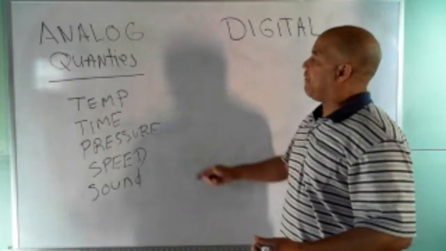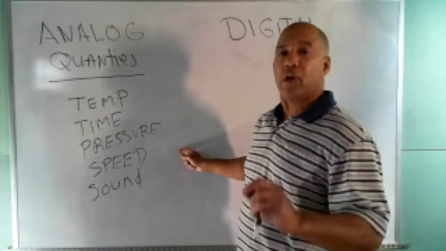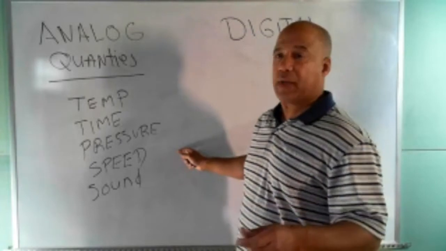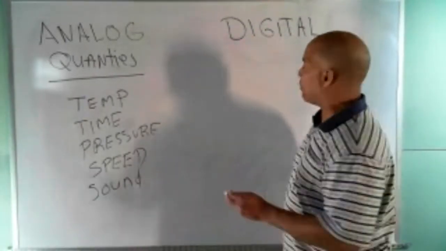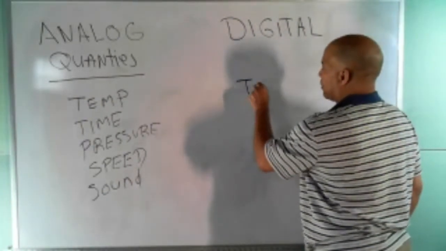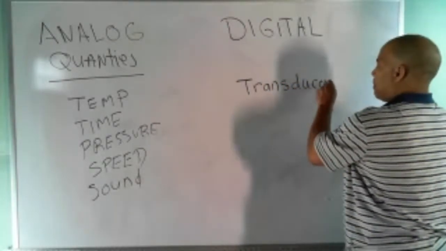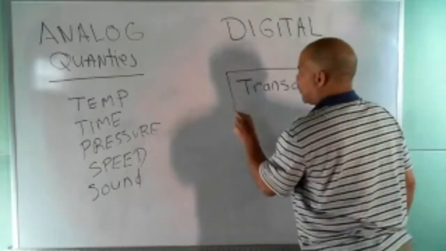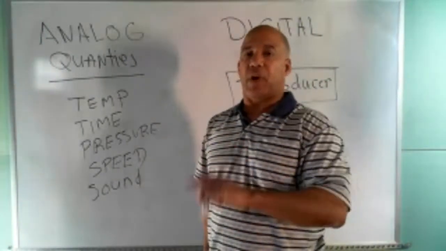So if I want to take any of these physical quantities and turn it into electrical voltage or current, I use a device called a transducer. If you had me for circuits, we actually talked about transducers. So let me put that on the board, a transducer.